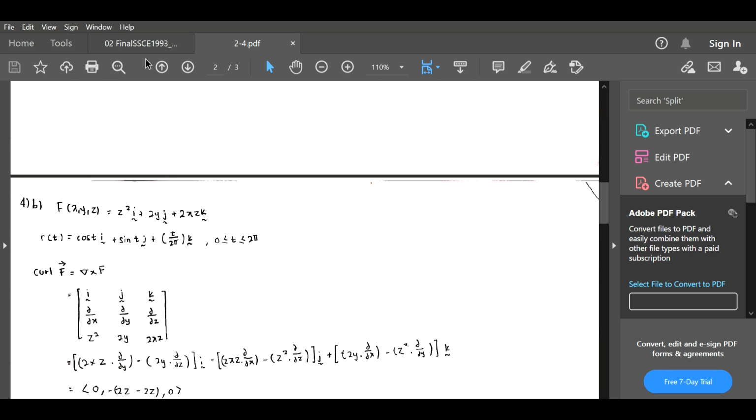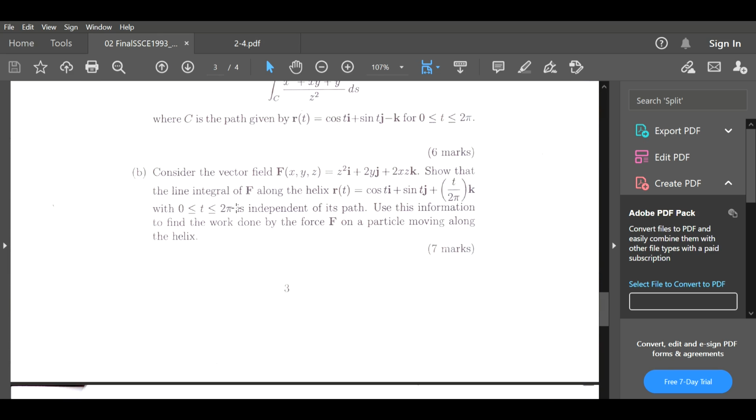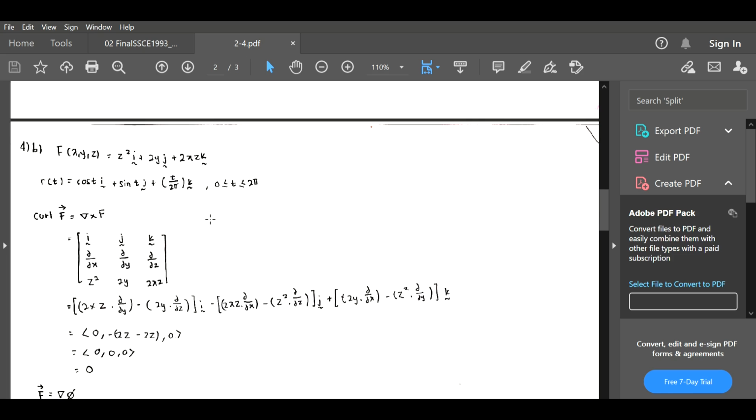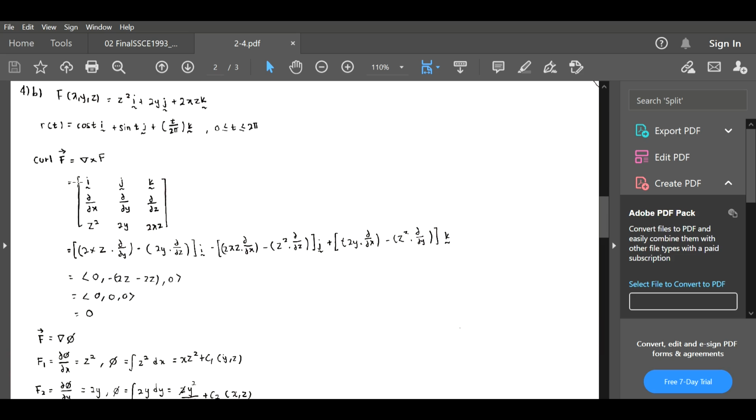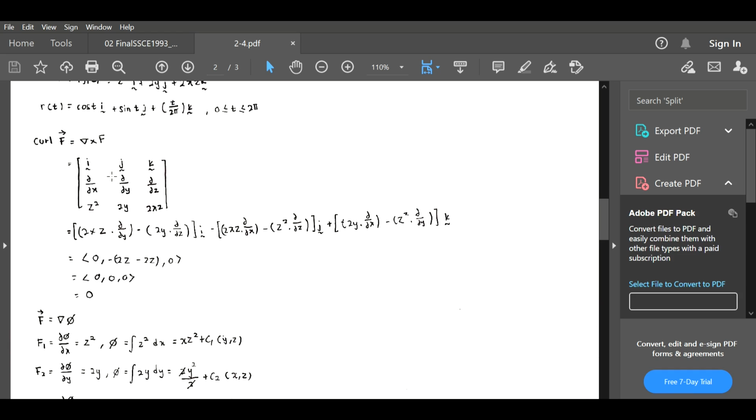So the next one is to show the line integral is independent of its path, to find the work done on a particle by force F. Okay, so again, the limit is given and r(t) is given. So write it down. The first part is we need to find the curl. We need to prove that the curl is 0.